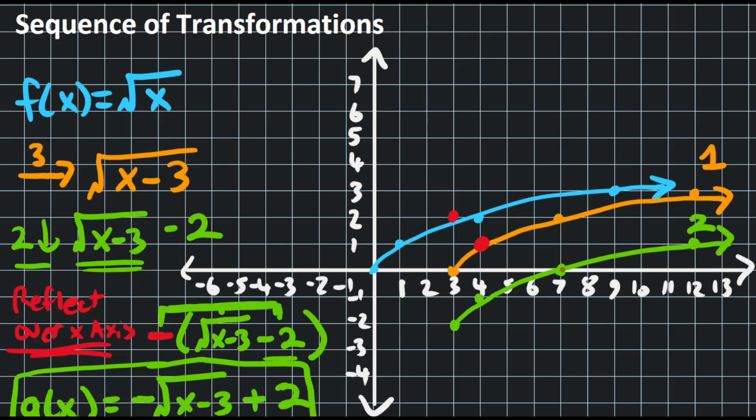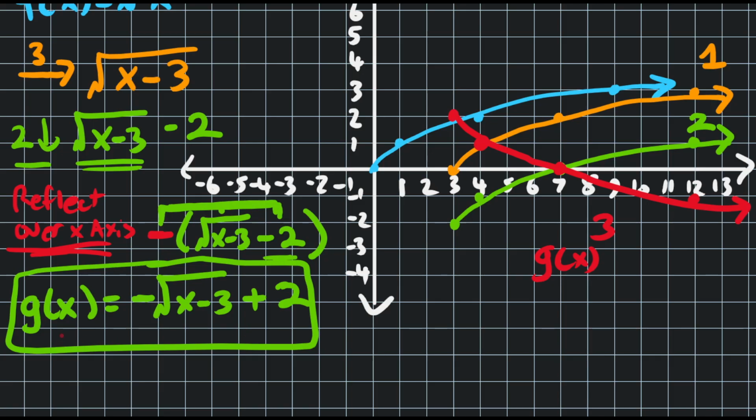7 comma 0 will still be 7 comma 0 because flipping 0 to the negative version, it still comes out to 0. And then over here, this is 12 comma 1. That will become 12 comma negative 1. And there we go. So the red function is step 3, which is our g of x, which we have here: g of x equals negative radical x minus 3 plus 2.